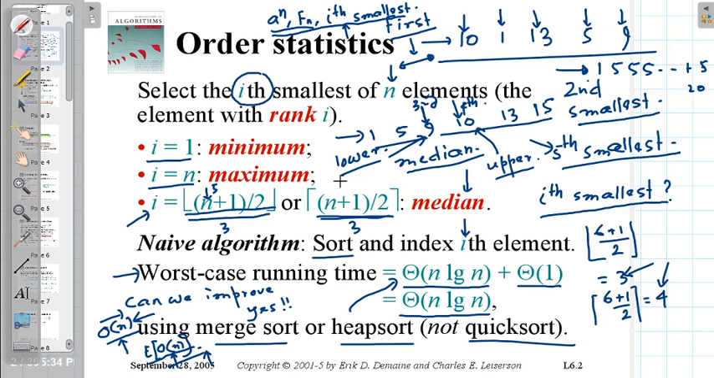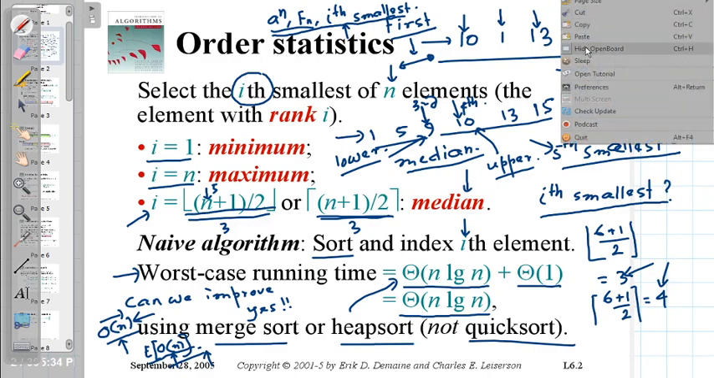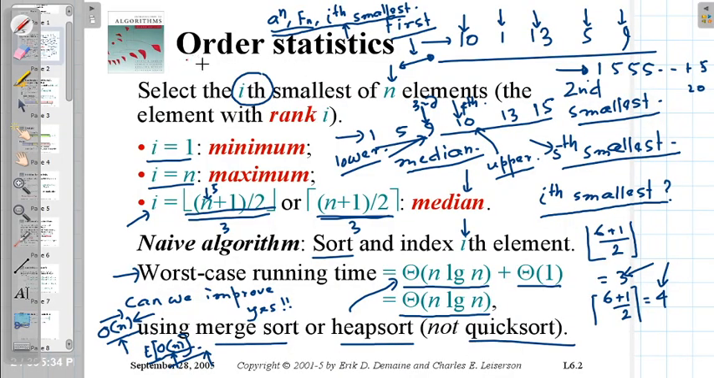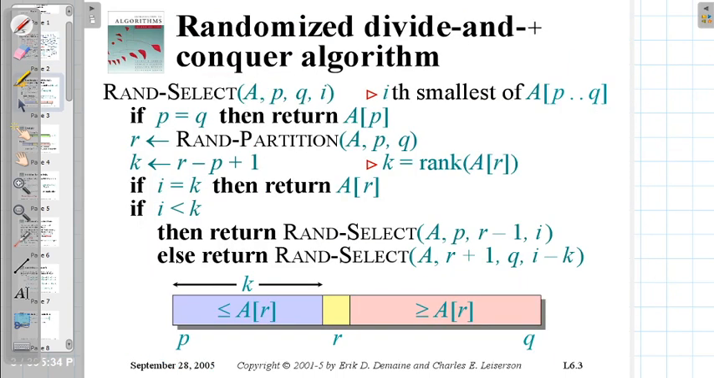Okay, so in the last class we were discussing order statistics. The idea is that we have to find out the ith smallest element. We raised a question whether an order of n time algorithm exists or not, and the answer is yes. Two ways we can do that.